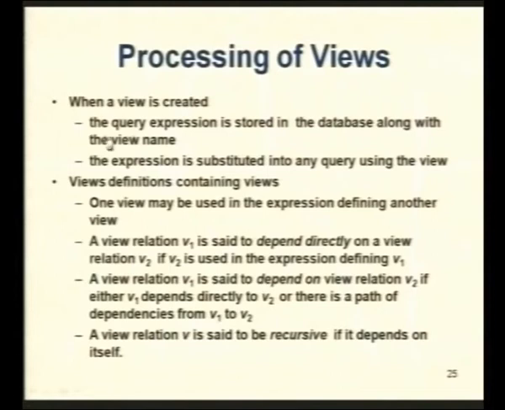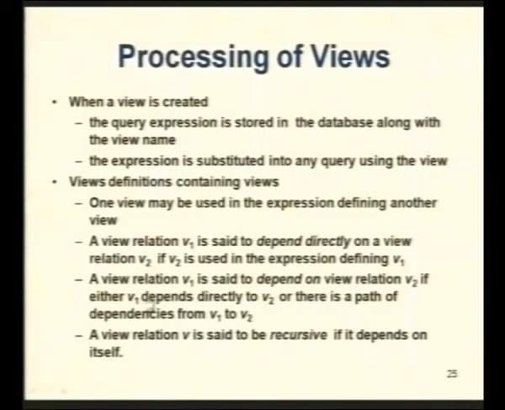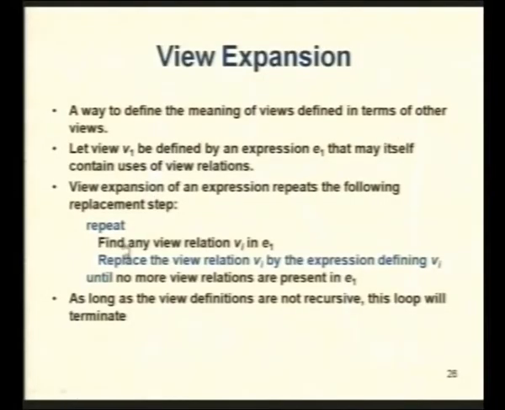When a view is created, the query expression is stored in the database along with the view name, and the expression is substituted anywhere in any query that uses the view. So actually the evaluation is done only at the particular moment when a query actually uses it. One view may be used in the expression defining another view, and so on. A view can directly depend on a view. A view is used as though it was a relation, except that physically it is not stored as a relation. So a way to define the meaning of views is in terms of other views. To repeat: find any view relation, replace a view vi by the expression defining vi, until no more view relations are present. So you can have any recursion type of views.